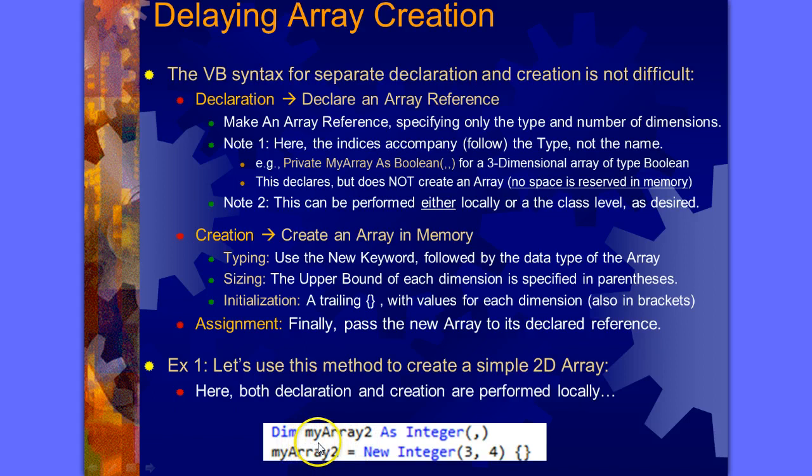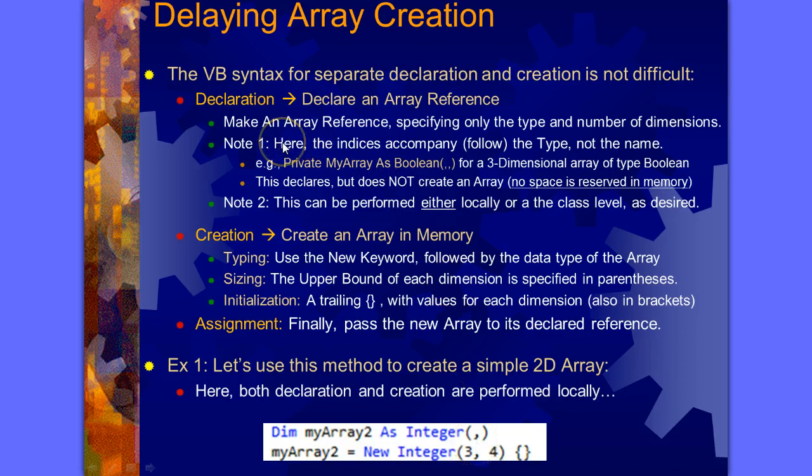So if you want to just declare it, you just use this first statement. And you say as integer bracket like that. Okay? And this will be a two-dimensional array. Make an array reference here, specifying only the type and number of dimensions. Since we have one comma, it means two dimensions.